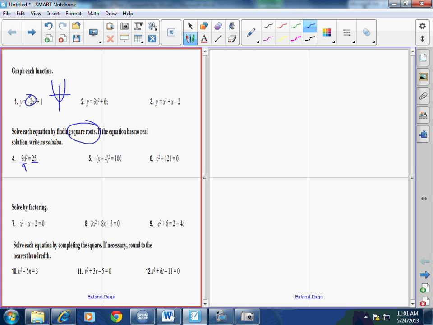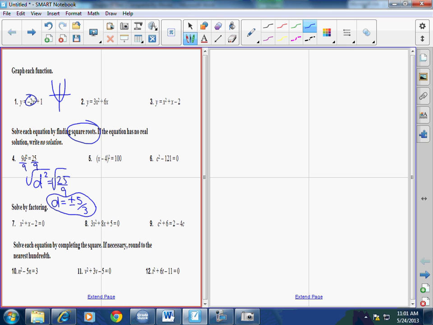You're supposed to divide by 9. D squared equals 25 ninths. Take the square root of both sides. So D equals plus or minus 5 thirds. Not 5 ninths, not just 5 thirds, but plus or minus 5 thirds.